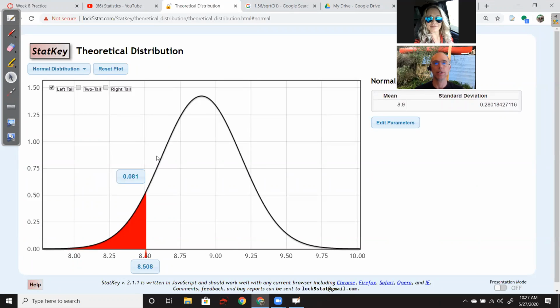Okay, so there is the StatKey calculation, which is way easier than the spreadsheet version. But the spreadsheet is sometimes necessary because I might need more decimals, especially if it's a rare event. And this one is not rare.